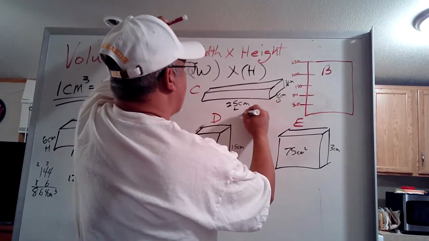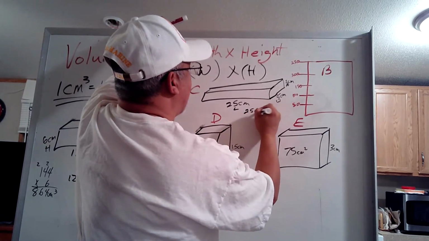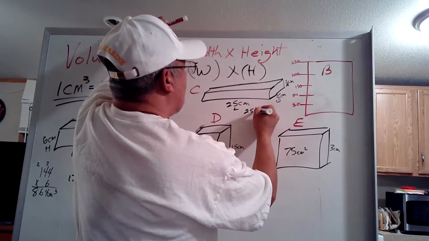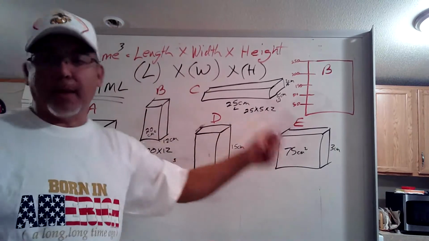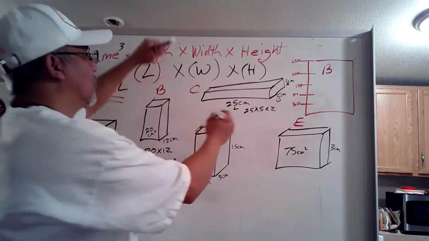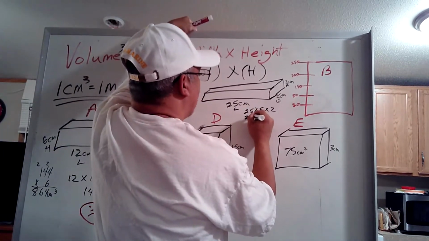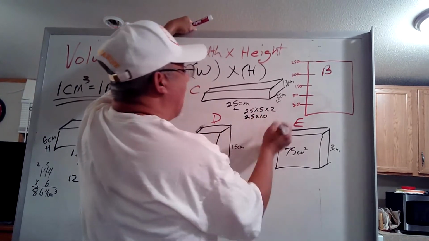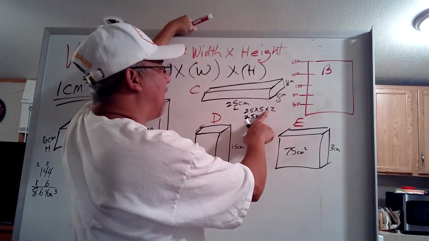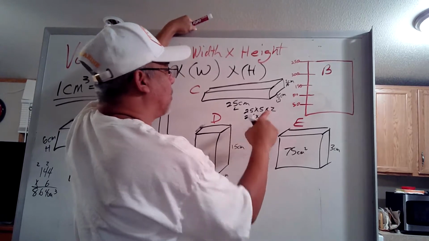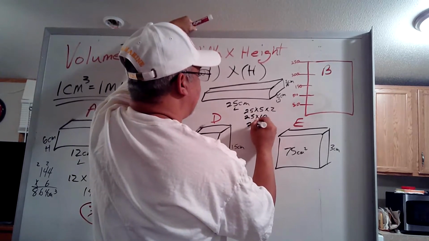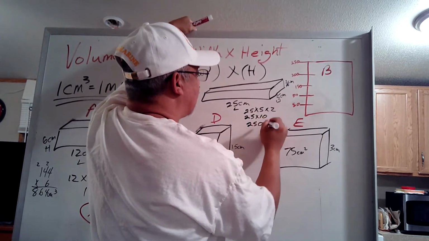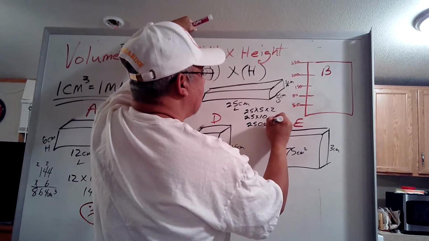So I've got 25 times 5 times 2. Oh, snap. Well, 2 times 5 is 10. So I'm going to write 25 times 10, and 10 times anything. Hey, if I move that 0 out of the way, that's a 1. So that's going to be 25 plus a 0. That's 250 cm to the itty bitty 3.